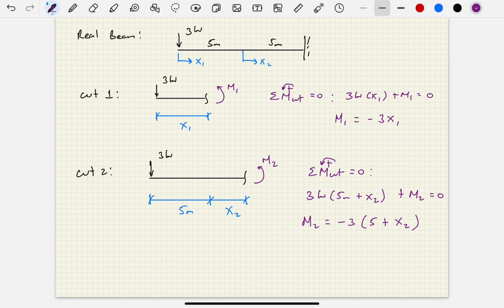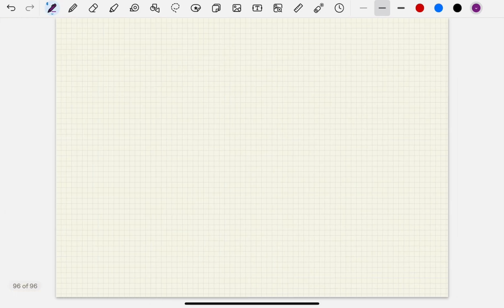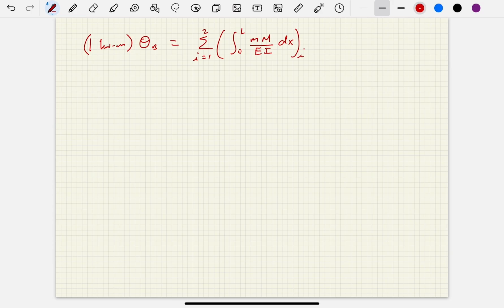So now what we're ready to do is to set up the virtual work equation. All right, so in order to do that, I'm going to go ahead and change colors again. And I'm going to say 1 kilonewton meter times theta B equals the summation as i goes from 1 to 2, because we have two domains, of the integral 0 to L, little m, capital M, over EI dx sub i, okay?